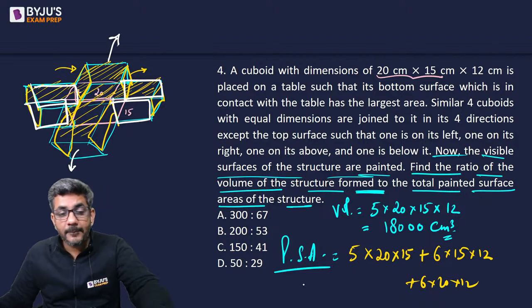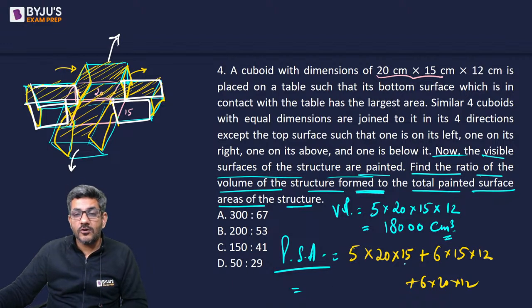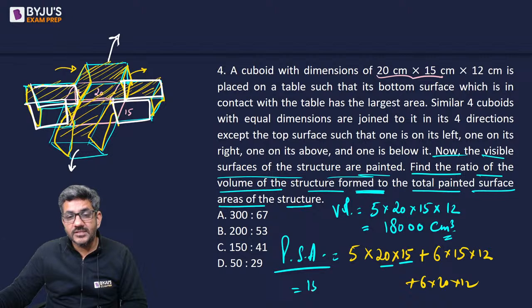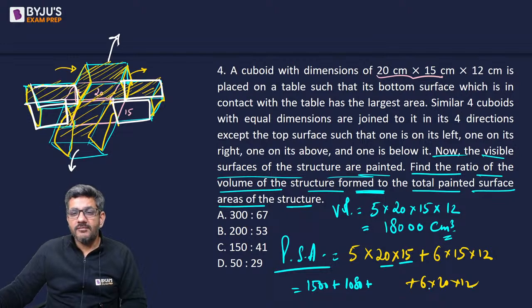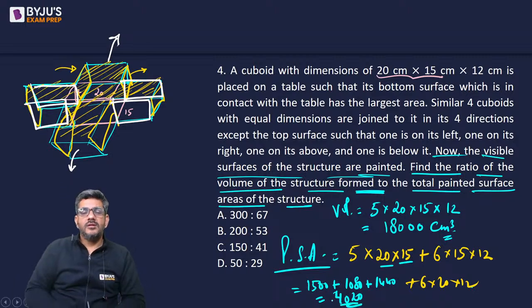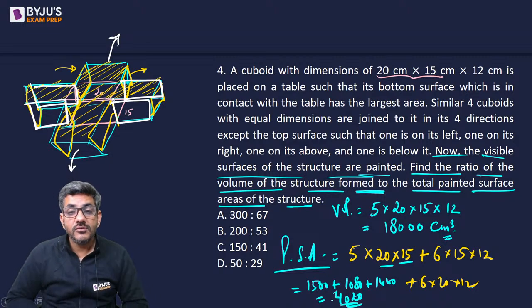So the total painted surface area is equal to how much? 15 into 20, which is 300, into 5 is 1500, plus 15 into 6, 90, into 12 is 1080, plus 12 into 6, 72, into 20 is 1440. I add all of these together: 1500 plus 1080 is 2580, plus 1440 is 4020. The total is 4020.